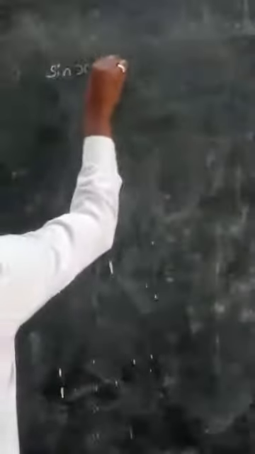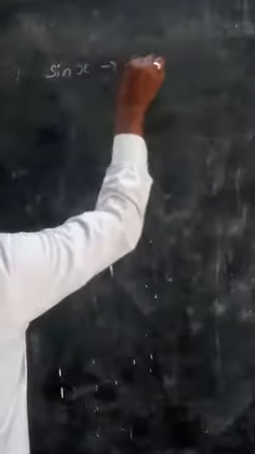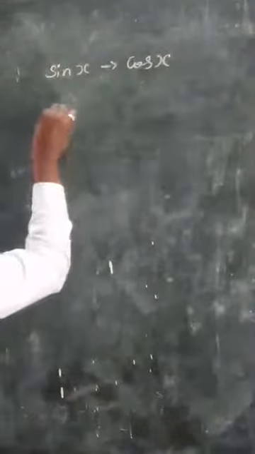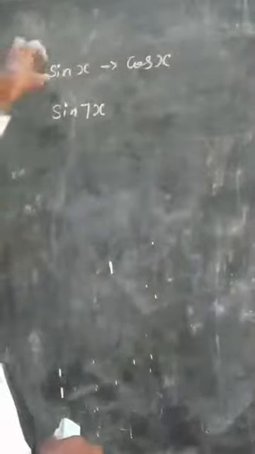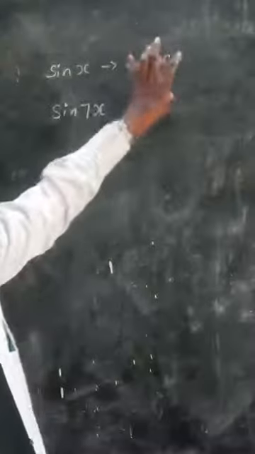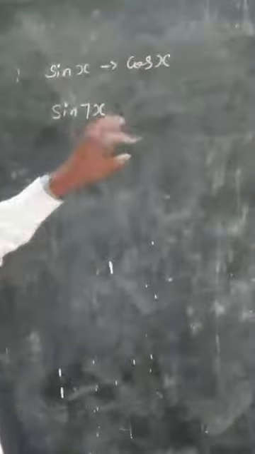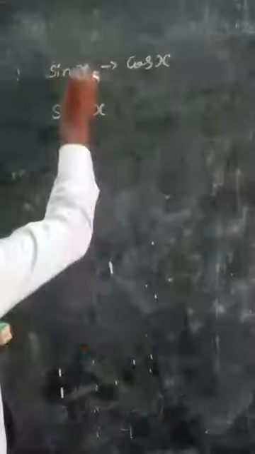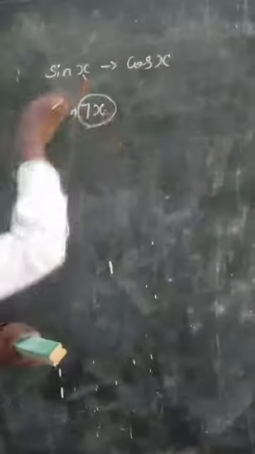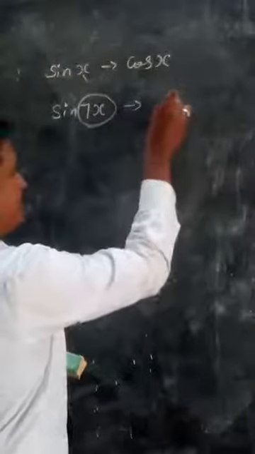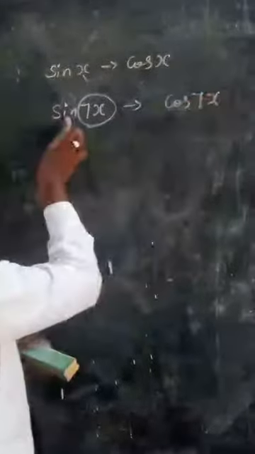Sin x, what is the answer? If you see the table, you might know. Sin x differentiation answer is cos x. Now suppose sin 7x is present, then what should I do? I know the formula: sin x, if I differentiate, the answer is cos x. Here it is sin 7x, which means in place of x, I am having 7x. So I imagine 7x as x and apply the same formula. So the answer will be cos 7x. Sin 7x means cos 7x.